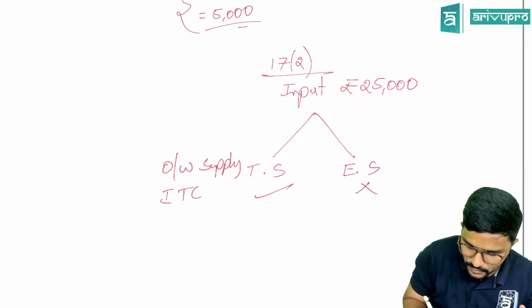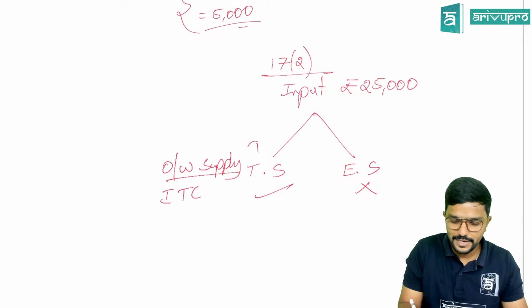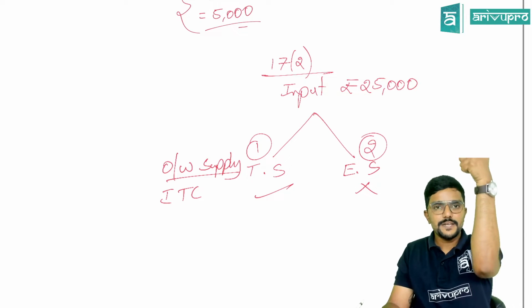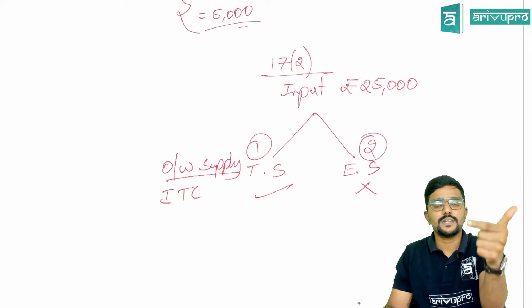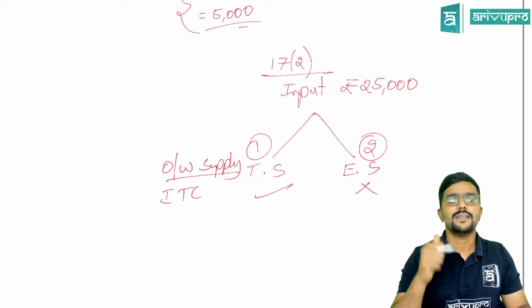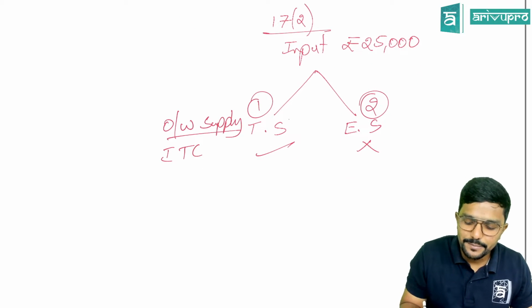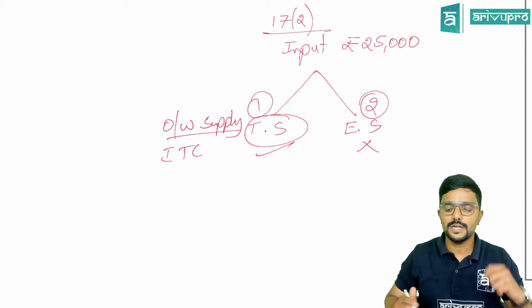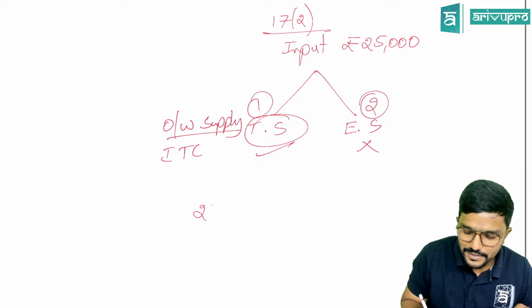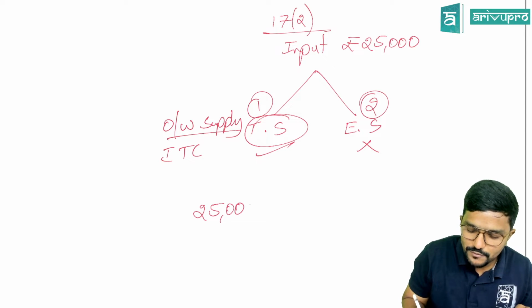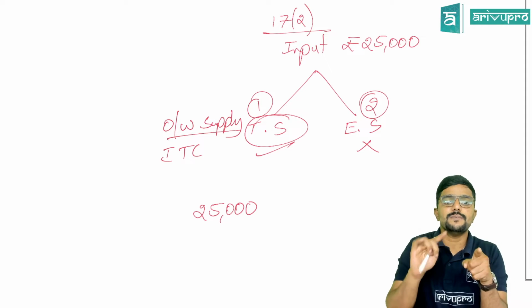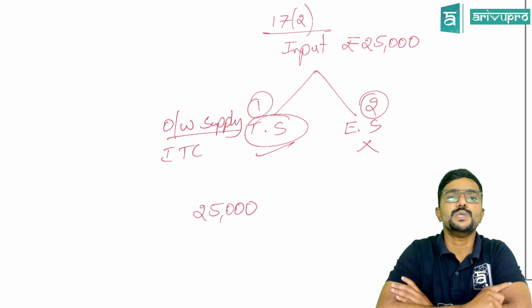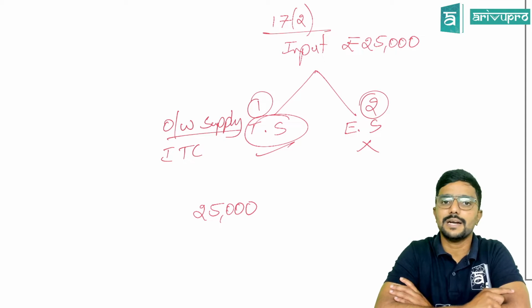My outward supply is: one is taxable supply, the other is exempt supply. In that case, if the same input or input service is used for both, then you can calculate only whatever is attributable to taxable supply. So the total credit is how much? 25,000. Now out of this 25,000, only that much as is attributable to taxable supply, you can claim, guys. That much you can claim.